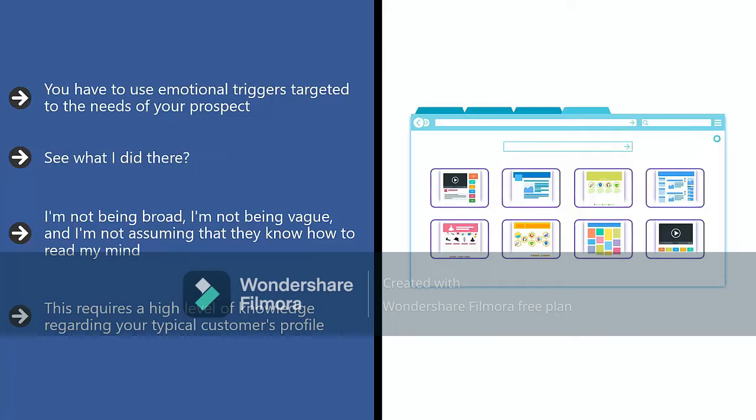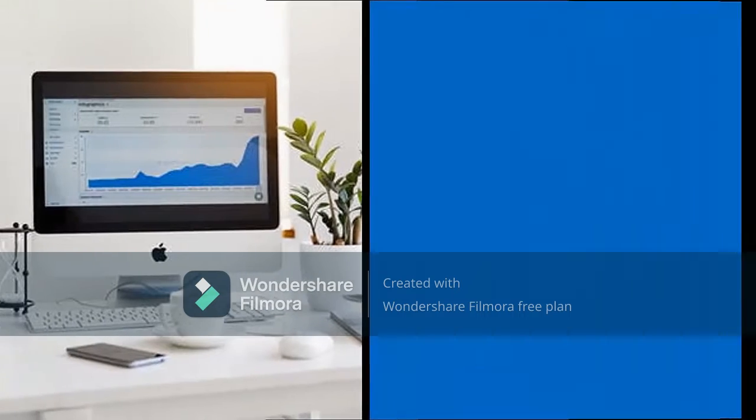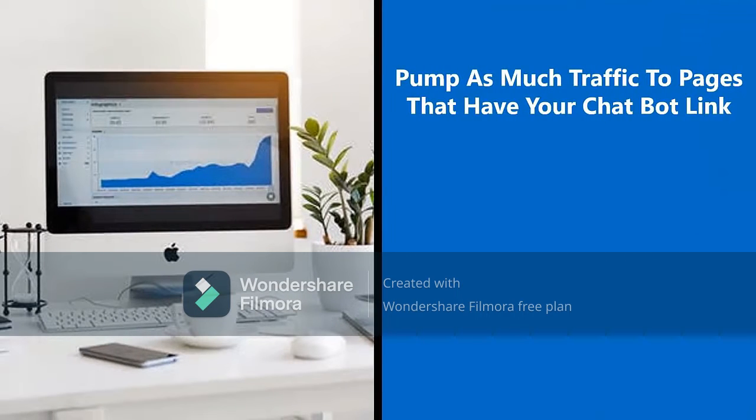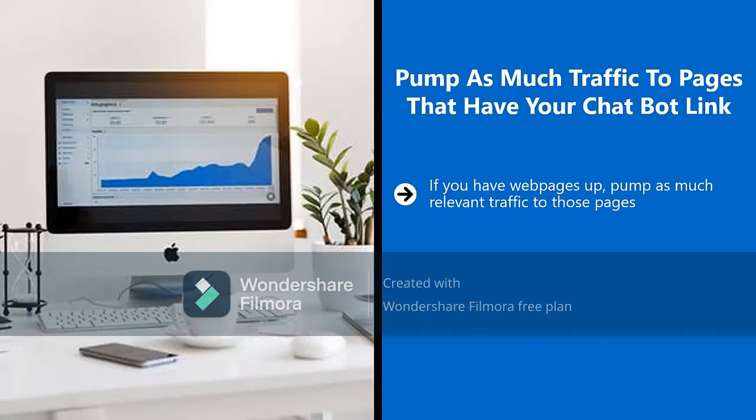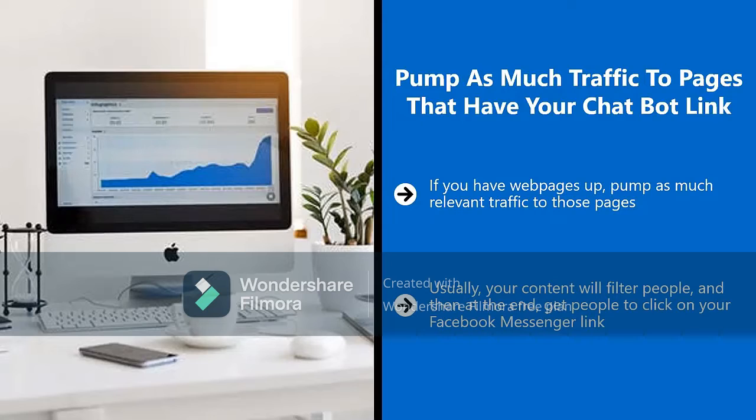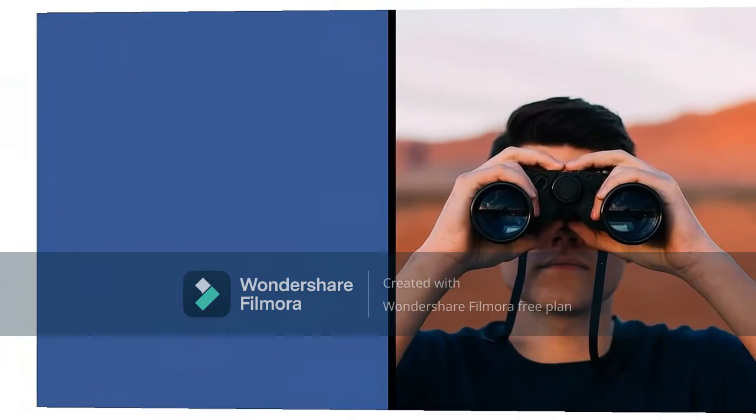And your call to action must speak to those so as to pump as much qualified traffic to your Facebook Messenger chatbot as possible. Pump as much traffic to pages that have your chatbot link. If you have web pages up, pump as much relevant traffic to those pages. Usually, your content will filter people and then at the end, get people to click on your Facebook Messenger link. The chatbot will take care of the rest. In a later video, I will tell you the many different forms this takes. But what's important is that you use your website to draw eyeballs to your chatbot link.